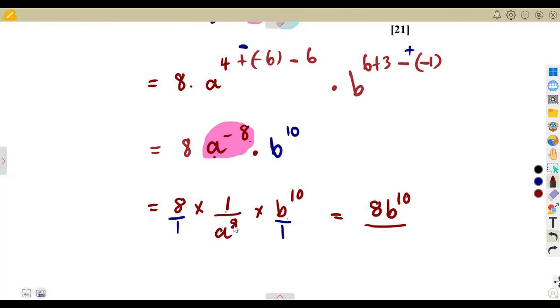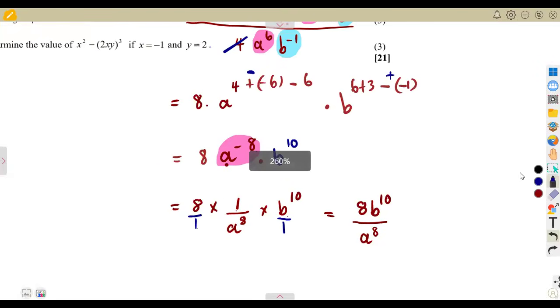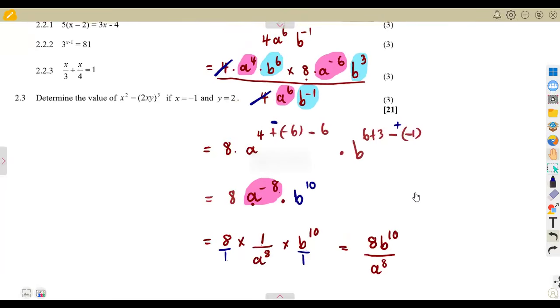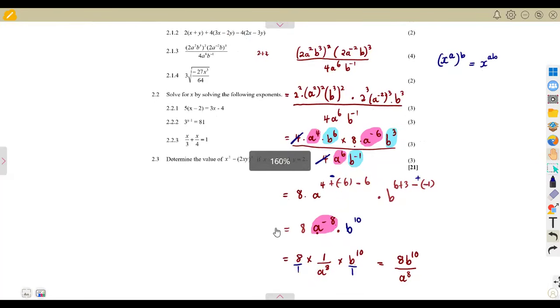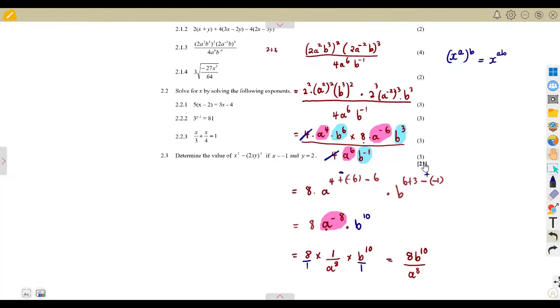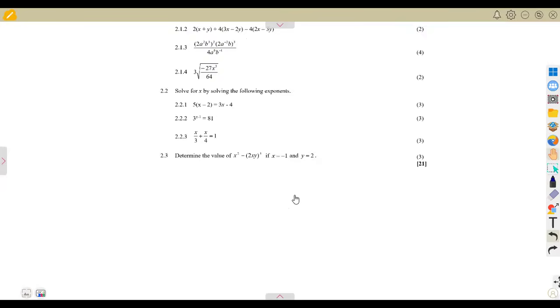Times 1 times a to the exponent of 8, that's it. The answer should be positive. We are supposed to have positive exponents on our answer. So that's the idea then. So you're supposed to be careful in the simplification. There I'm just trying to show you guys stage by stage, but some of these stages are not even necessary to show. Just be careful on which steps are very important whenever you are simplifying.